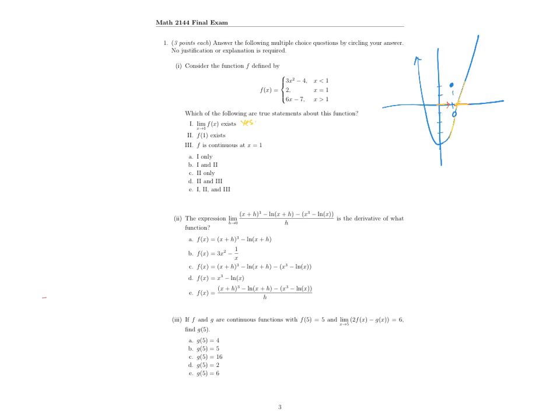Does f of 1 exist? Yes. f of 1 is 2. Is f continuous? For f to be continuous, both of these things have to exist and they have to be equal. But I know that the limit is negative 1 and the function value is 2, so it is not continuous. So this is a no. So the answer is B, 1 and 2 only.